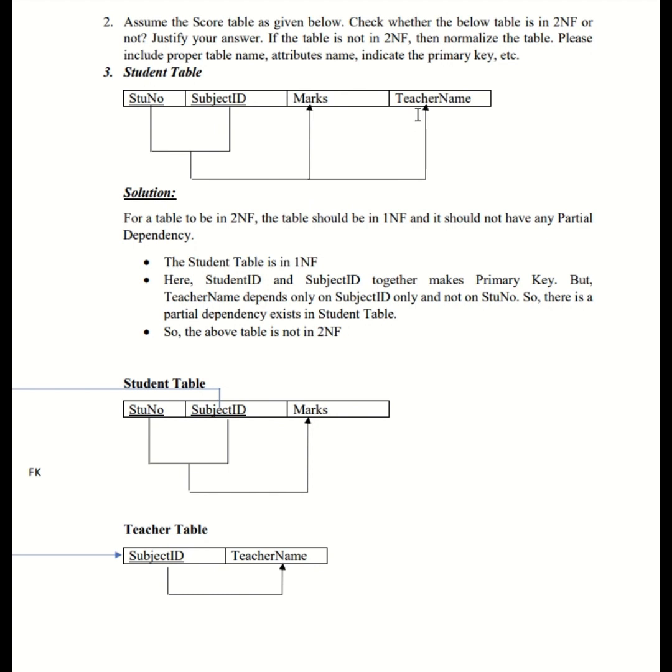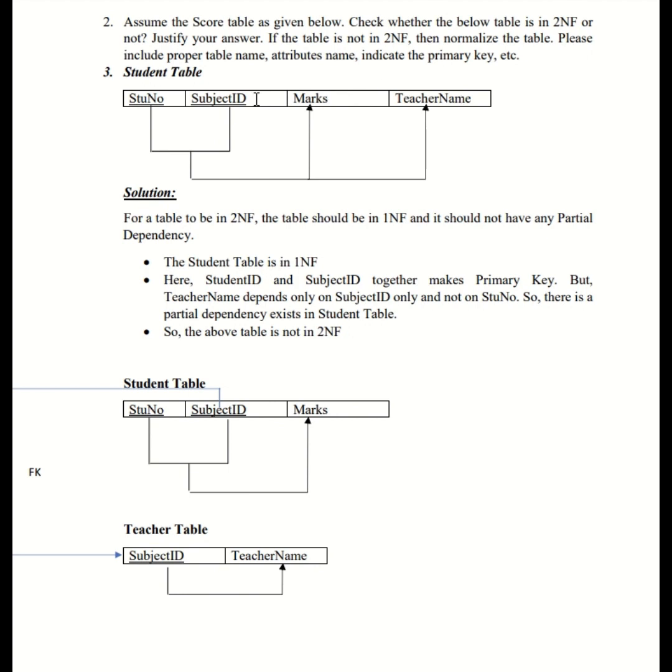This is what we call partial dependency, not full dependency. Just the subject ID can uniquely identify the teacher name. So this is called the presence of partial dependency. So when there is a partial dependency, this table is not in second normal form. So the question says, if it is not in second normal form, normalize the table.